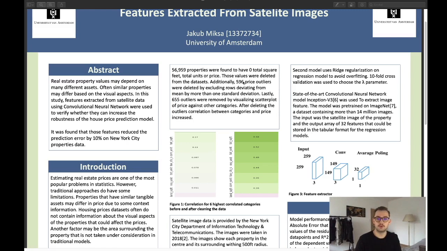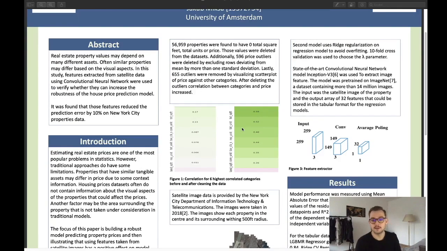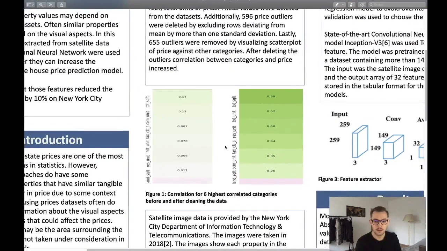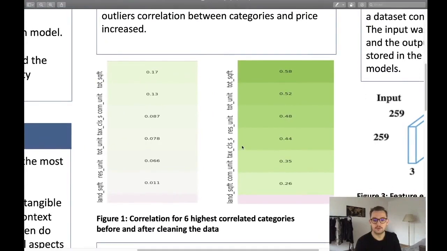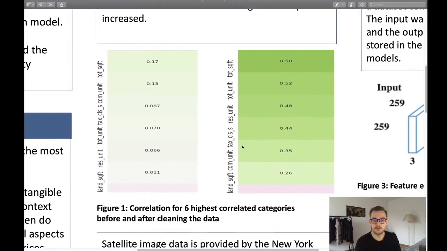Additionally, 600 price outliers were detected by excluding rows deviating from the mean by more than one standard deviation. And lastly, by plotting a scatter plot of price and other categories, I have deleted 654 more outliers. And as it can be seen, correlation for the 6 highest correlated categories had increased significantly.